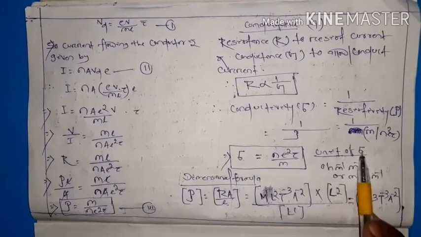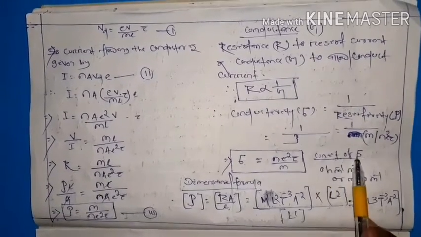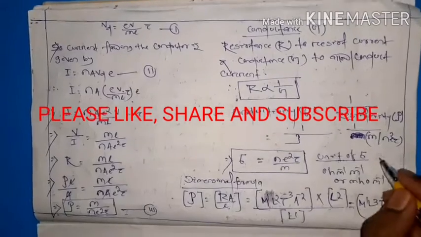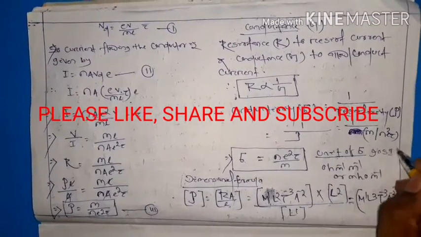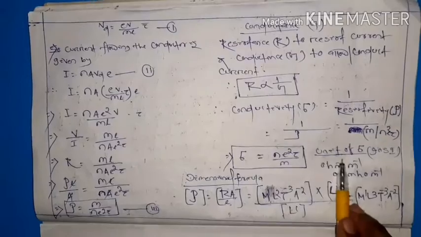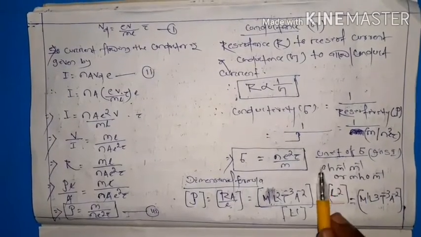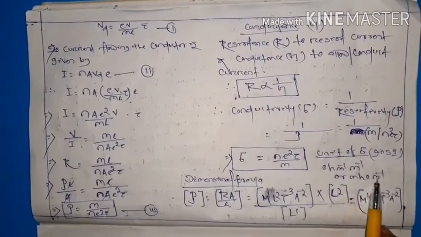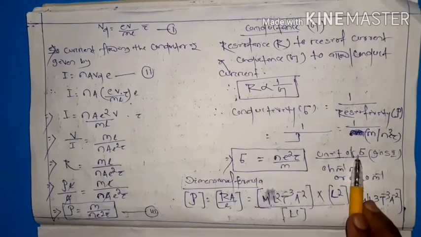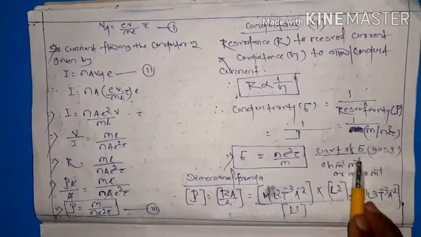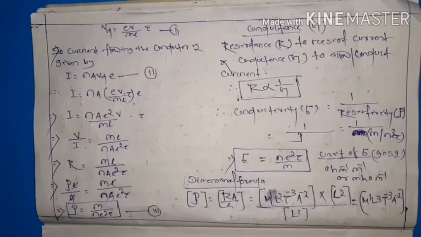Then the unit of conductivity. The unit of conductivity in SI is ohm inverse meter inverse. Ohm inverse means mho. So the unit of conductivity is ohm inverse meter inverse or mho meter inverse.